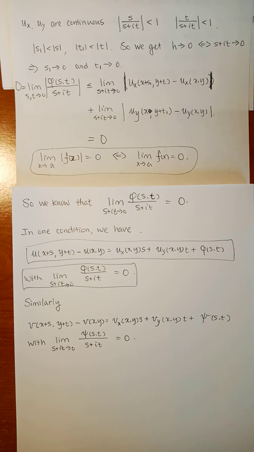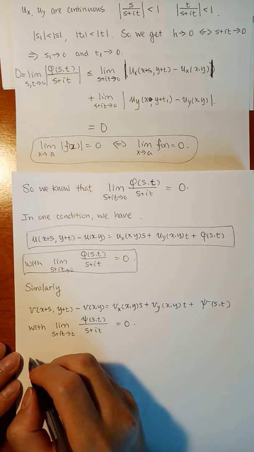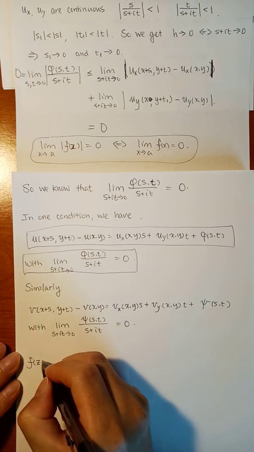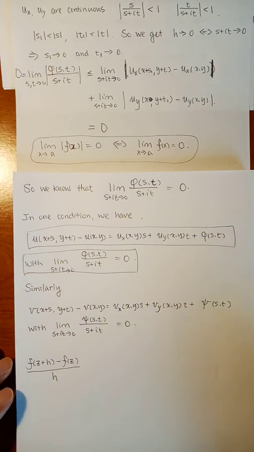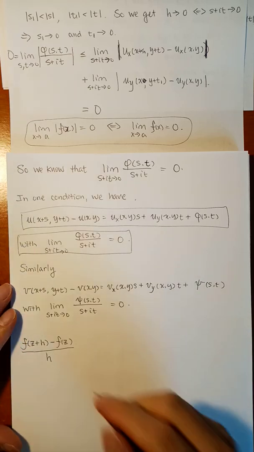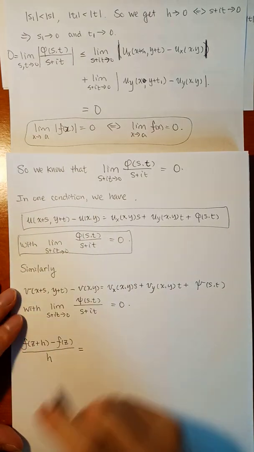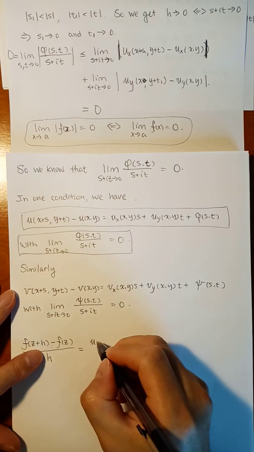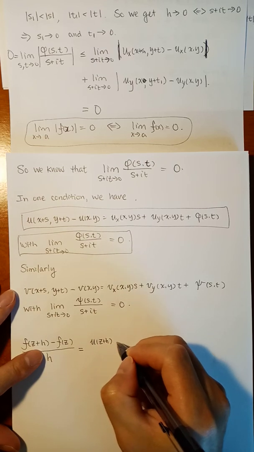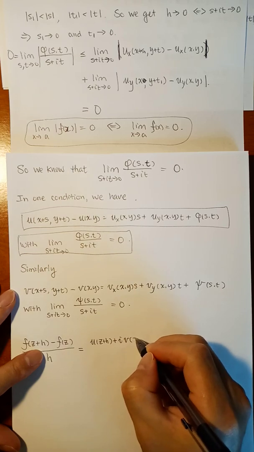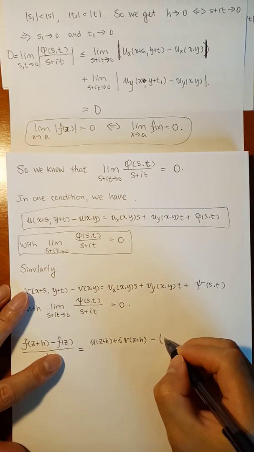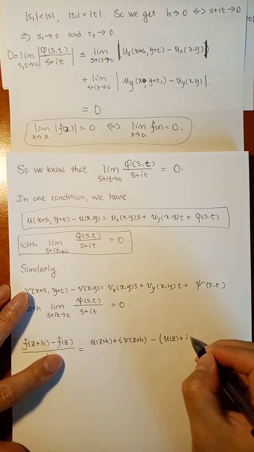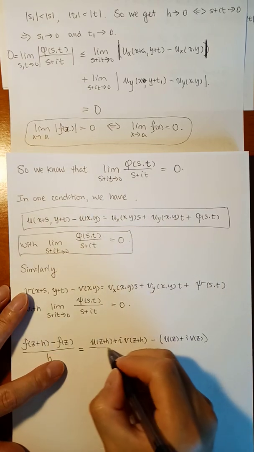Okay, so after we studied the real and imaginary part separately, let's try to add them together. f(z+h) minus f(z). f(z+h) is u(z+h) plus i v(z+h). This is f(z+h) minus u(z) plus i v(z), over h.